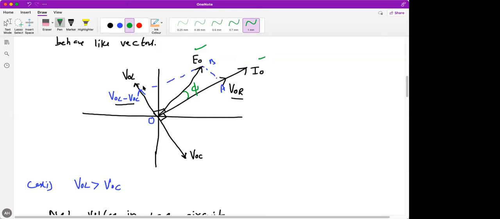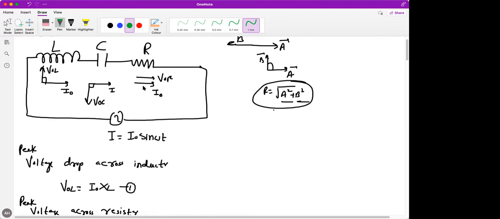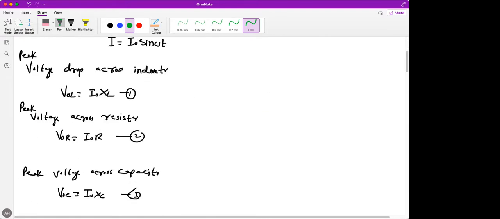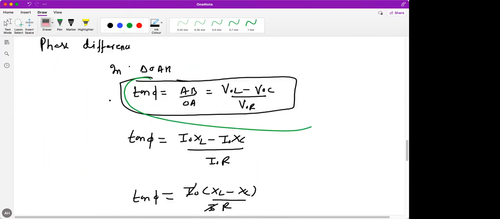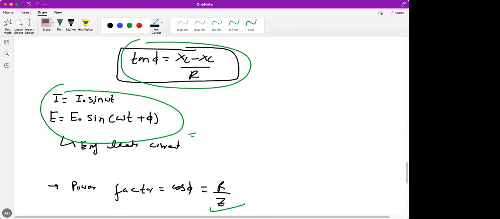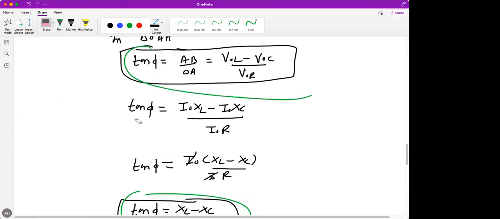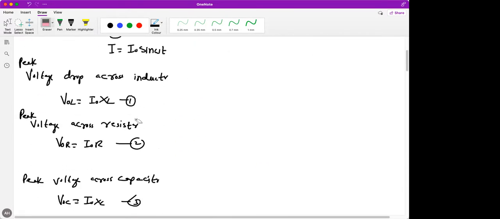Sir, the equation of EMF is sine omega t plus pi by 2, right? Like E naught sine omega t plus pi by 2. For EMF, sir. Oh, sorry. Yes. Current is I naught sine omega t. So if I'm taking current to be I naught sine omega t, then EMF is omega t plus phi. Okay, sir. Thank you, sir.